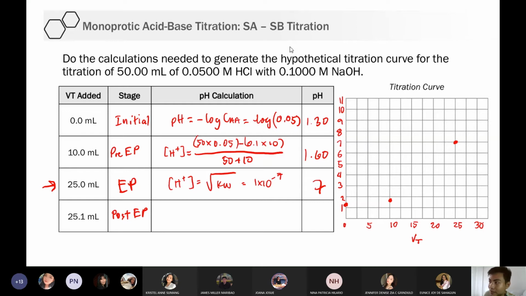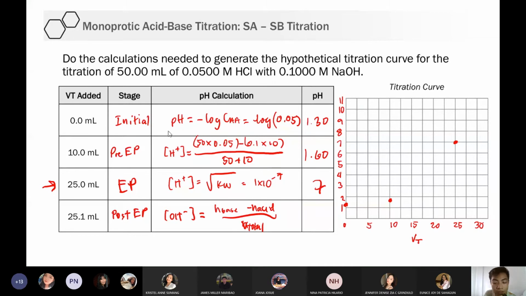Ayun ha. Again, strong acid, strong base lang siya. 7. Post-equivalence point, ano sabi natin dito? There is an excess base, no? Okay, there is an excess base concentration. And to solve for the excess base concentration, the formula we need to use is OH equals mole base minus mole acid divided by the total volume.